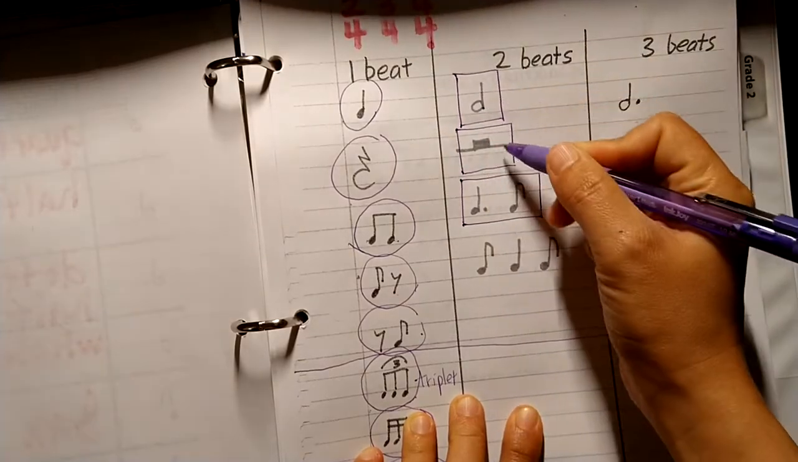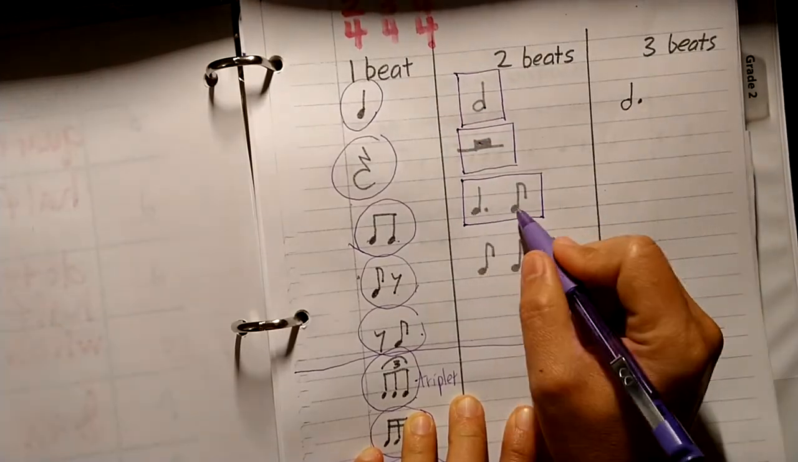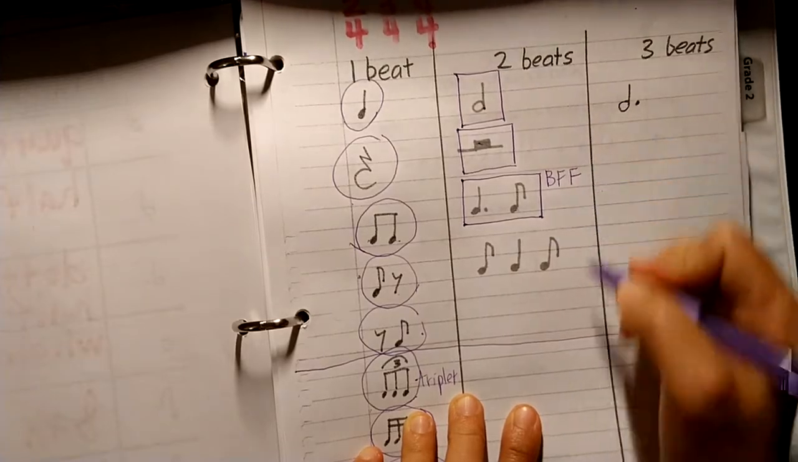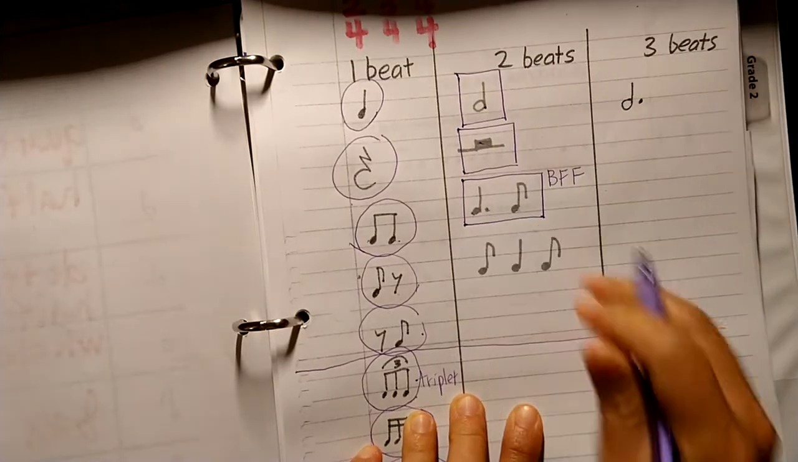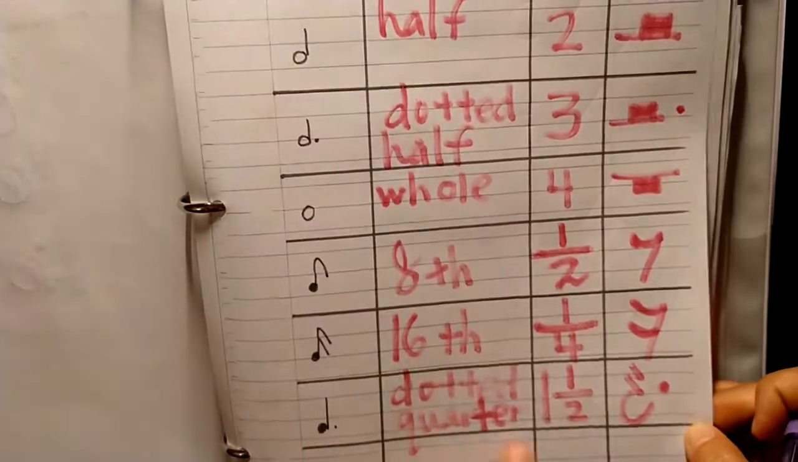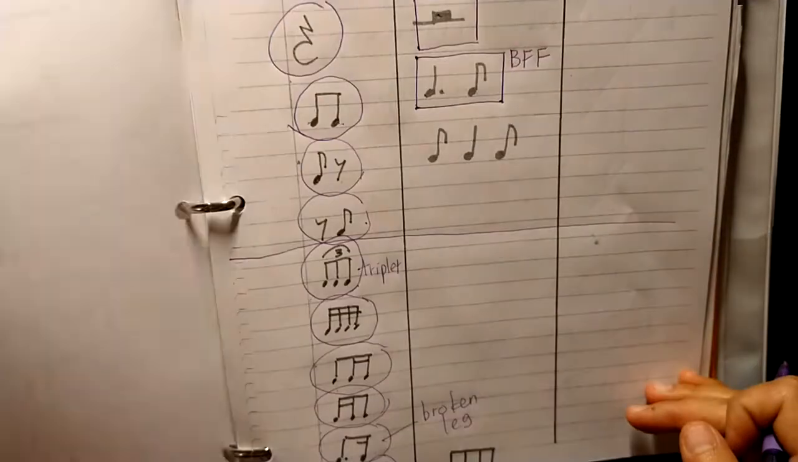2 beats. Half note is 2 beats. Half rest is 2 beats. This one is a special one. This one I call best friend forever. Dotted quarter note. Okay, so let's take a look. A dotted quarter note, according to what we have here, is 1.5 beats.